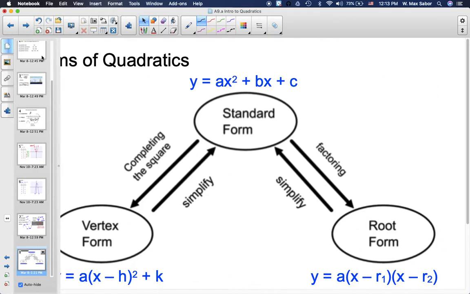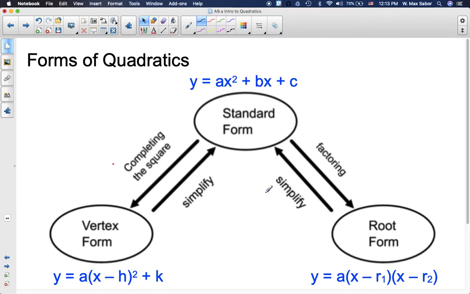One last thing, there are 3 different ways of writing quadratic functions. The main way, the one that you'll see the most often, is standard form. Y equals ax squared plus bx plus c, so a, b, and c just in order. This is a normal polynomial. You can turn standard form into root form, where it's factored, by factoring. And you can turn root form back into standard form by simplifying.